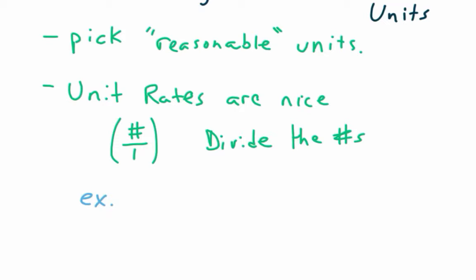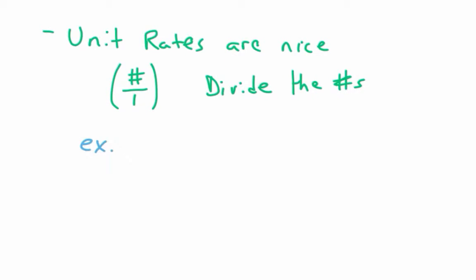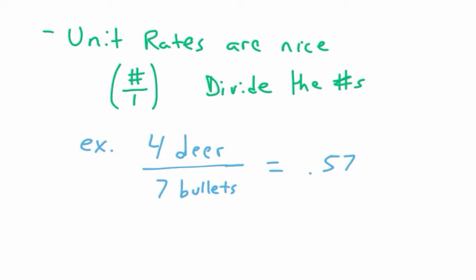Let's say you're going hunting, and over the course of a few years, you shoot 4 deer, and it takes you 7 bullets to do it. So either you miss or you need to have a second bullet to put the deer out of its misery. Sorry, feels mean. Okay, 4 divided by 7, you could punch that into your calculator, right? And if you do that, you come up with 0.57. So 0.57, same as 4 over 7.